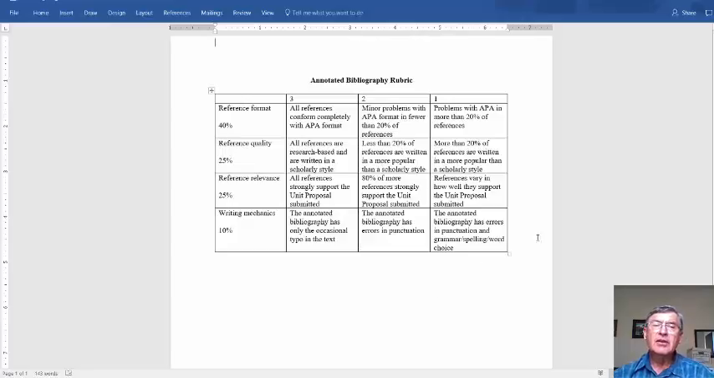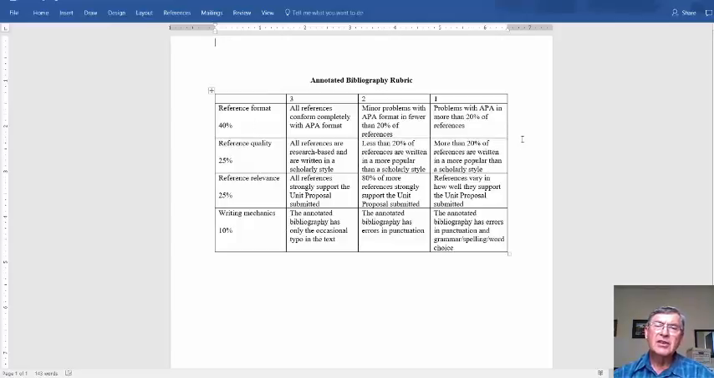Here's the rubric, and this is my rubric that I've used before. And reference format, all references conform completely to APA format. And then 2 minor problems with APA format and fewer than 20% of references, and 1 problems with APA and more than 20% of references. And this is 40% of the grade.